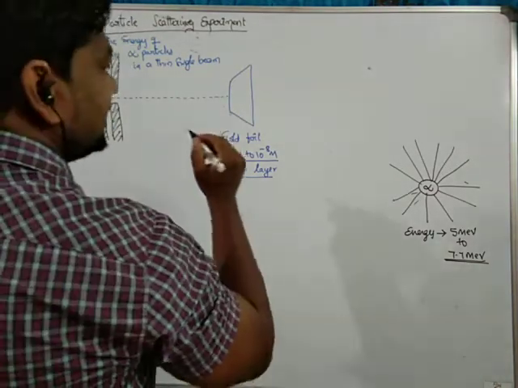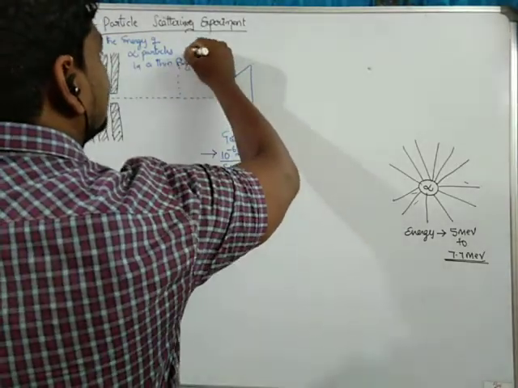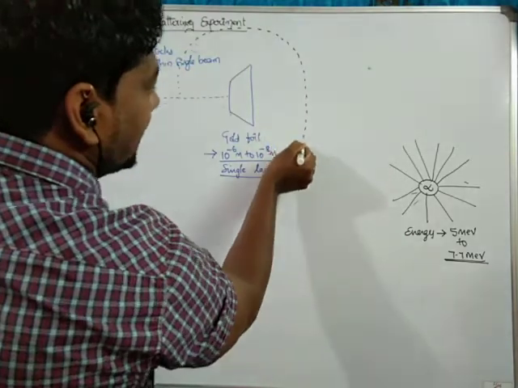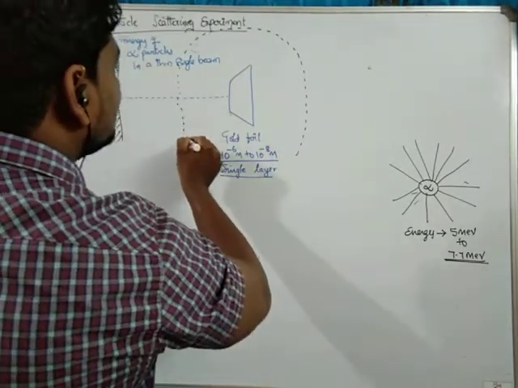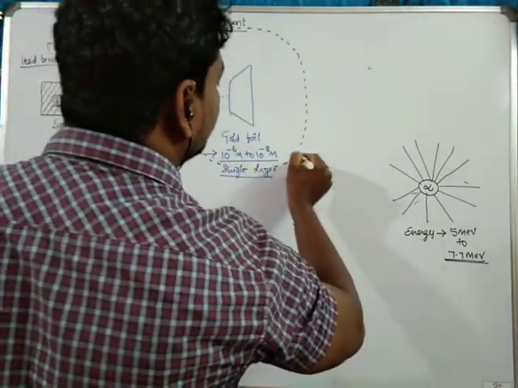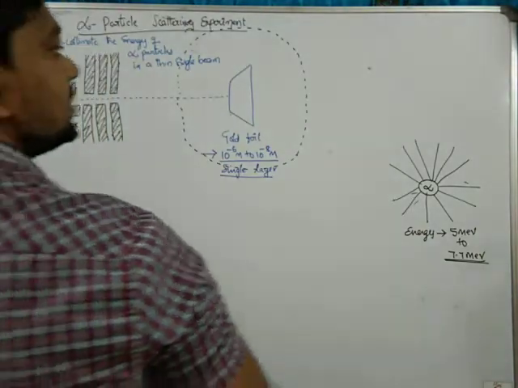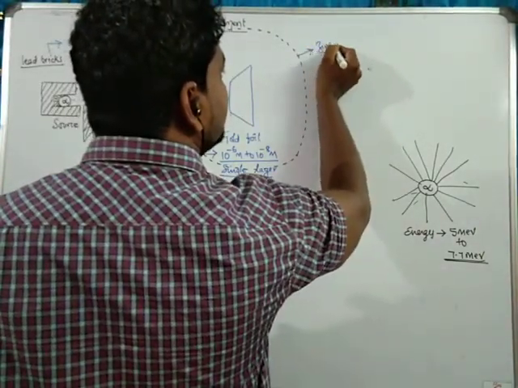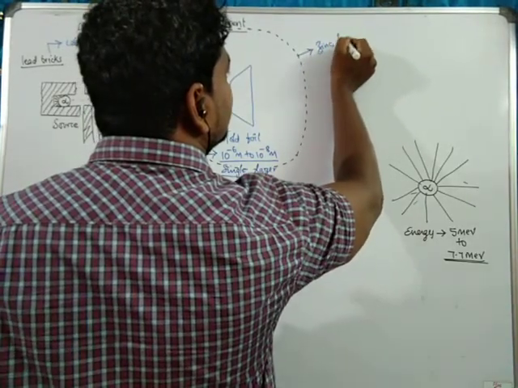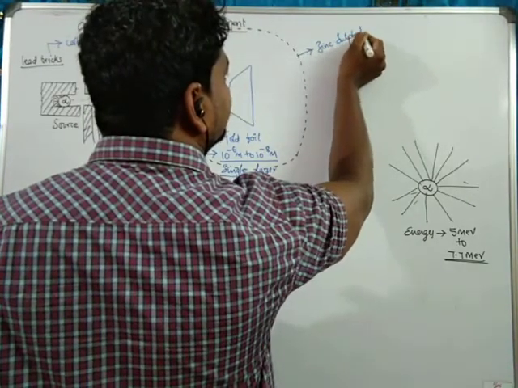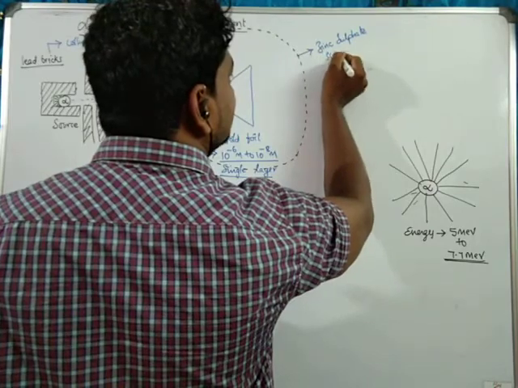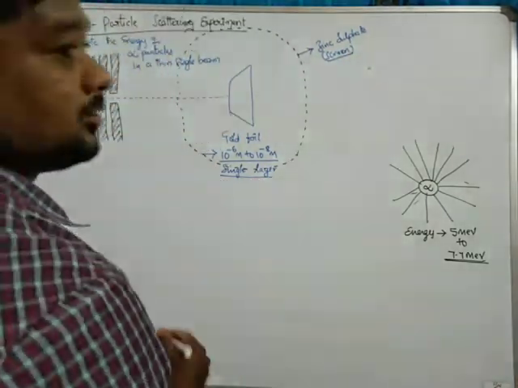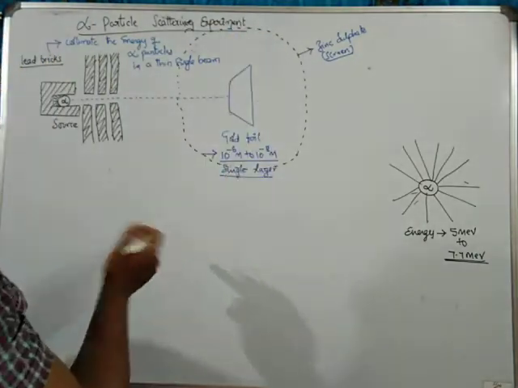And we are considering a circular path around the gold foil, which is coated with zinc sulfide. It acts like a screen. It's zinc sulfide, it acts like a screen.